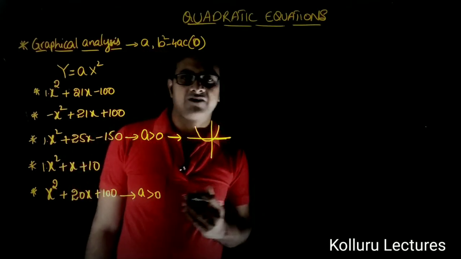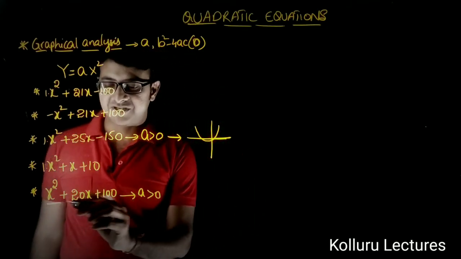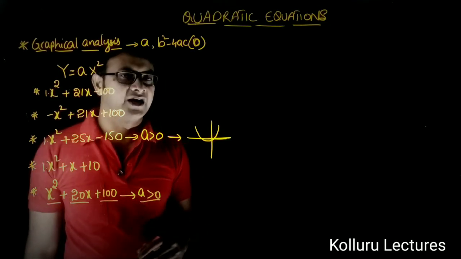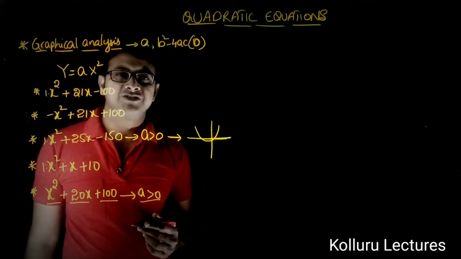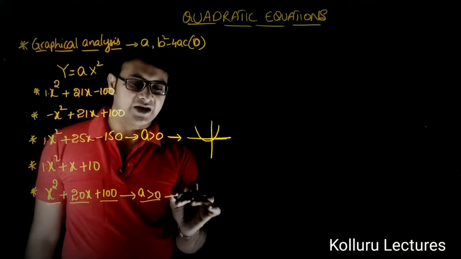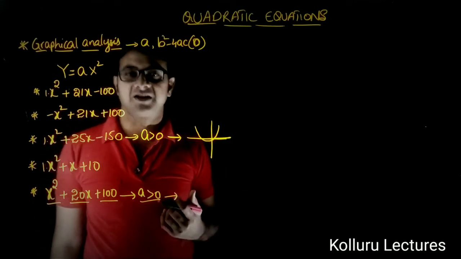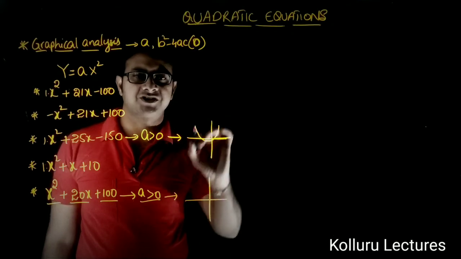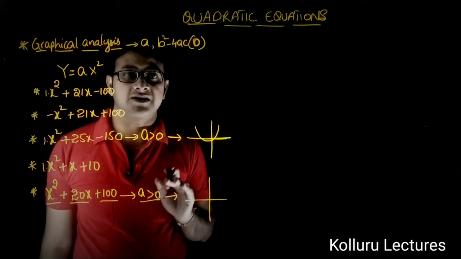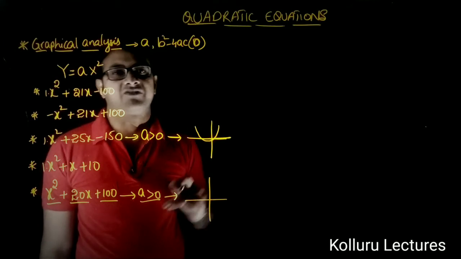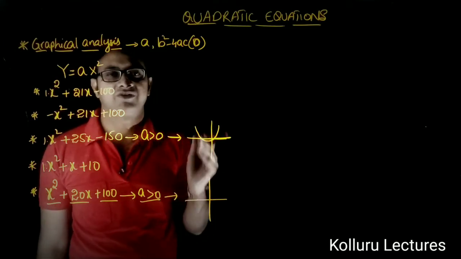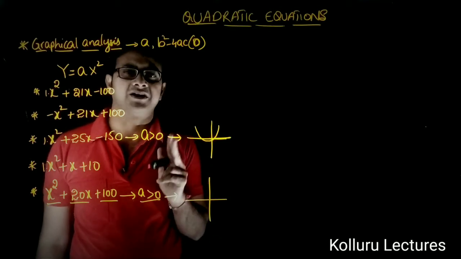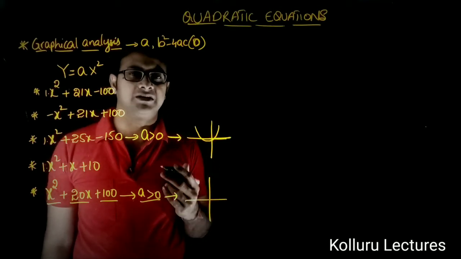Now let us have a look at x square plus 20x plus 100, where here also a is greater than 0 and hopefully b square minus 4ac will be equal to 0. As a is greater than 0, let me try to predict the graph: definitely it will be open upwards. Then whether it intersects the x-axis or not, let us see. As per our knowledge from the previous videos, it touches the x-axis at only one point. That point we will consider as multiple roots.